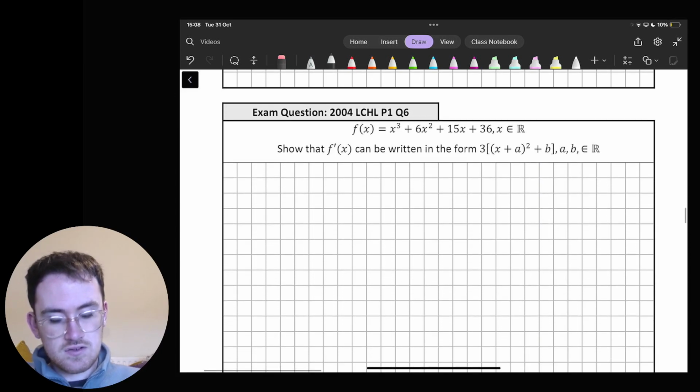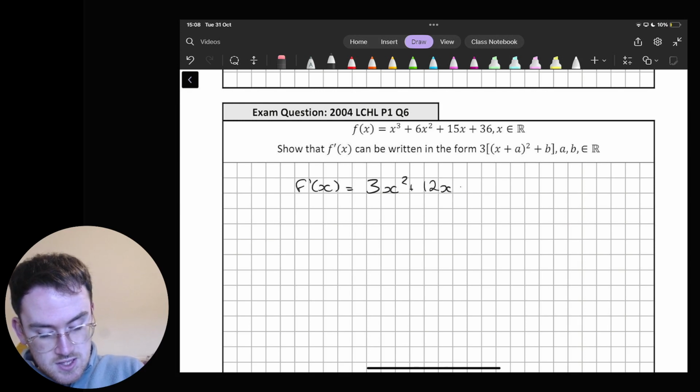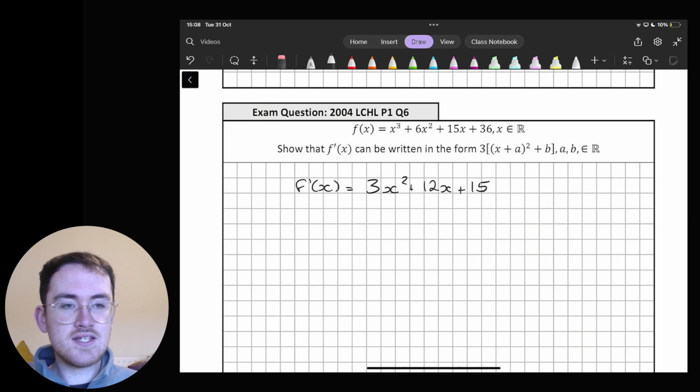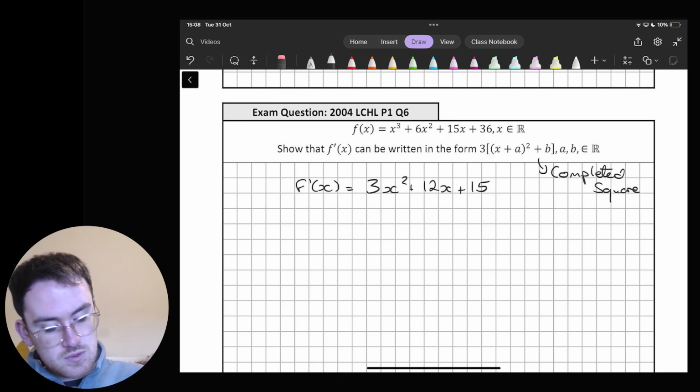Looking at this 2004 question, I can find the derivative fairly easily. 3x squared plus 12x plus 15. The 36 just goes to 0 when I differentiate it, because a constant, when it's differentiated, just becomes 0. And the second part here says show that it can be written in this form. We should recognize, hopefully, this form as completed square. So it's completed square form.